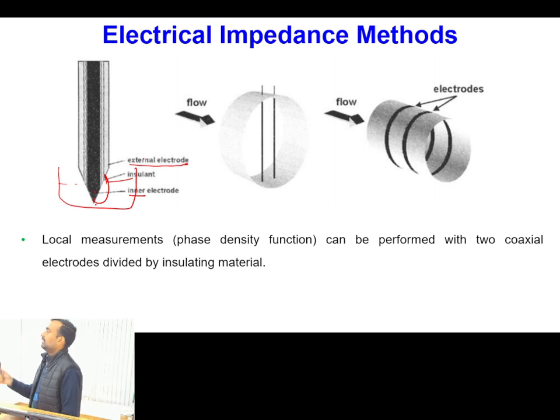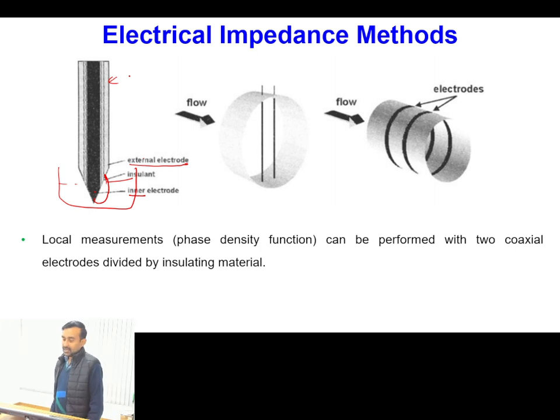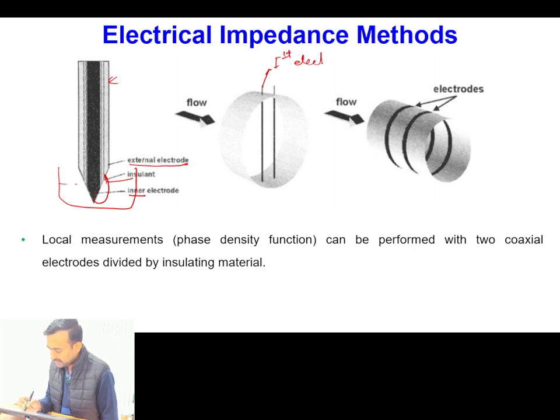If gas is in contact with the probe, it has low electrical conductivity, so the strength of the signal will be less. If liquid is in contact, then the strength of the signal will be more, and we will get more conductivity. Is this one clear? This type of probe is identical to the optical probe we discussed in the previous section. Other than this, we can also have an arrangement like this. This is my first electrode and this is my second electrode.